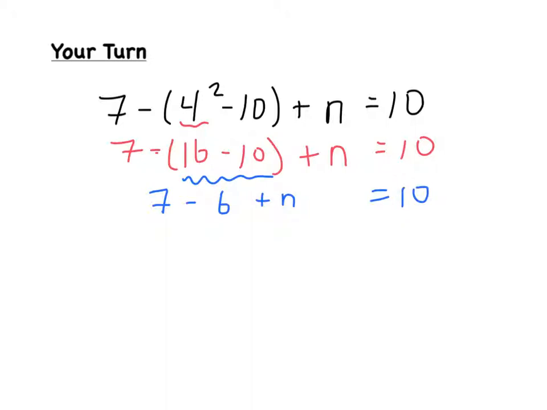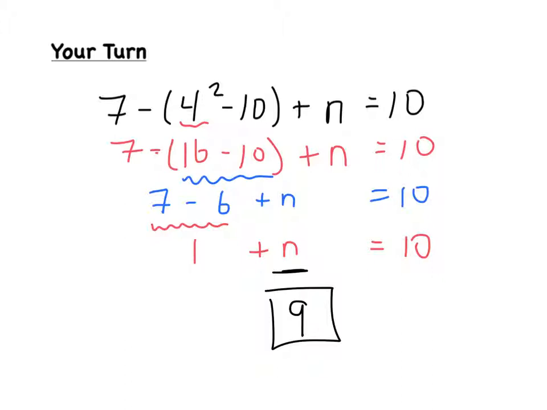Now there's no parentheses, exponents, multiplication, or division, and so now we go to addition or subtraction left to right. So we have 7 minus 6, which is equal to 1, plus n is equal to 10. So now we're trying to figure out 1 plus what is equal to 10. So, pretty obvious. 9 is going to be our final answer. So 9 is going to be equal to n.